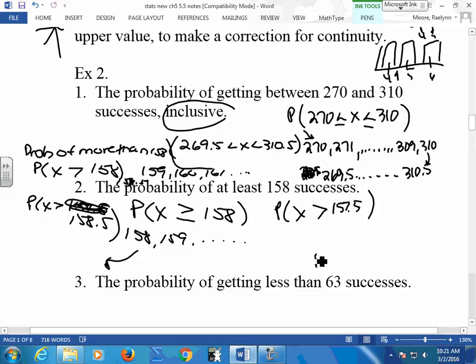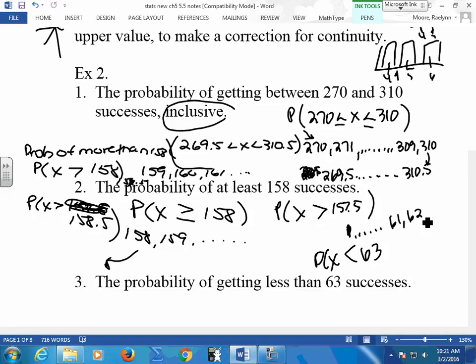Okay? So last one. Find a probability that x is less than 63. How do I say that? Less than 63. So I start here at the 0, the 1, dot, dot, dot, 61, 62. Do I include 63? It's got to be less than 63. So how do I change this for continuity?